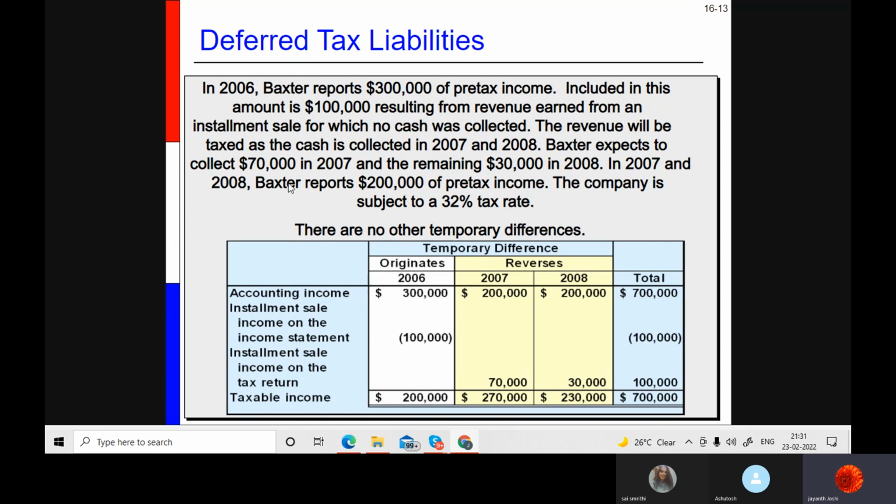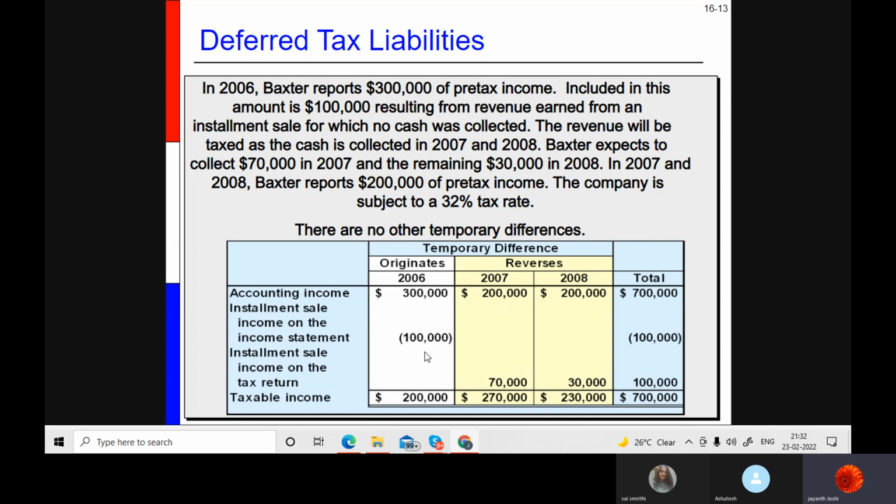In 2007 and 2008, Baxter reports 2 lakh of pre-tax income. The company is subject to a 32% tax rate. So in 2007-8, your pre-tax income is 2 lakhs. You should know this, so they are giving that in the question. Okay, so this is the question all you have. Now let's go for the solution part.